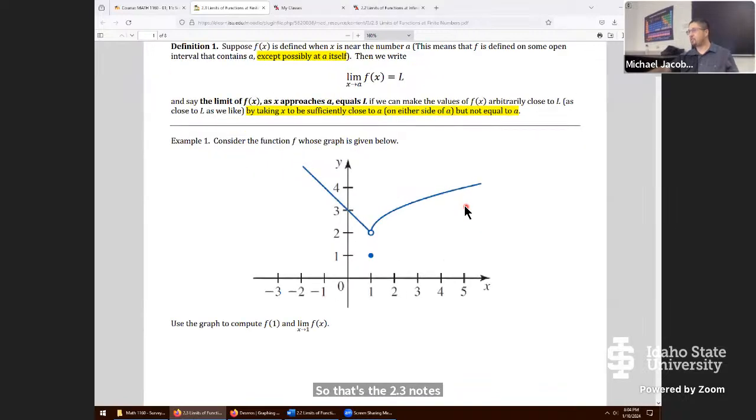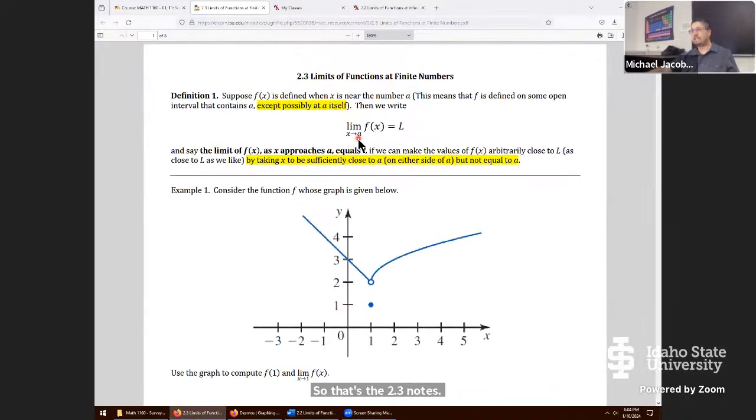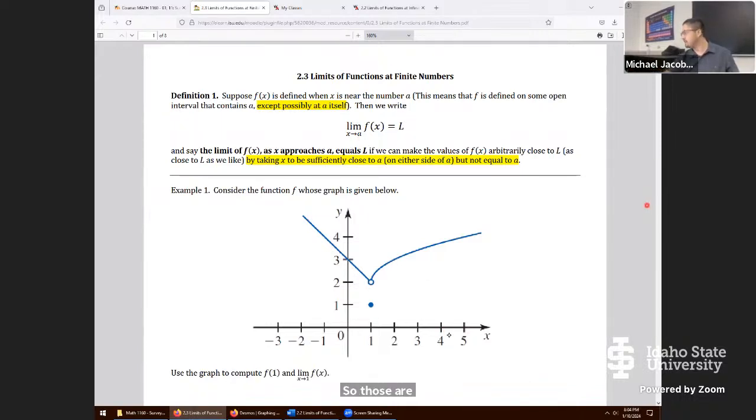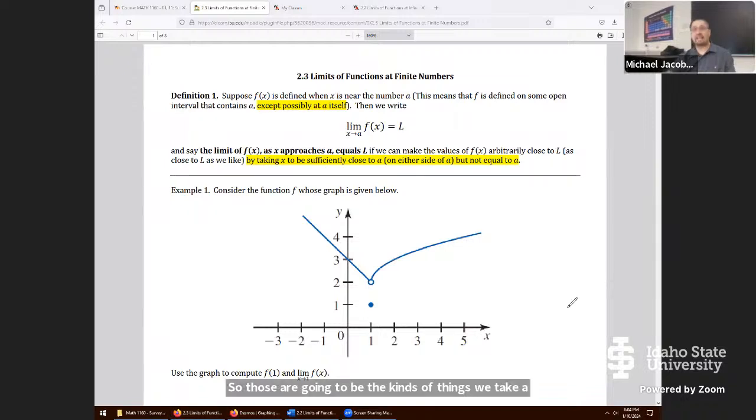And now this is what it's going to look like. We want to take a limit as x tends towards a number specifically. So there's no positive infinity at all inside here. That means we're now working locally, actual values of the function itself. So those are going to be the kinds of things we take a look at next. And the idea with this, just as a preview, we'll come back to these notes and flesh out the ideas in much more detail.